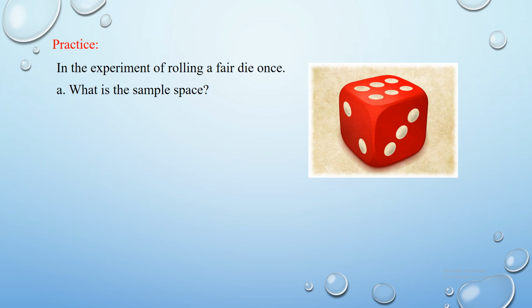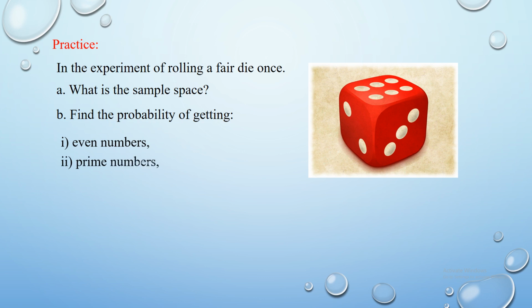Just observe, it is a die. How many faces does it have? Yes, a fair die. There are 6 faces, so you can count the number of faces. In the experiment of rolling a fair die once: A. What is the sample space? B. Find the probability of getting 1. Even numbers, 2. Prime numbers, 3. Composite numbers.